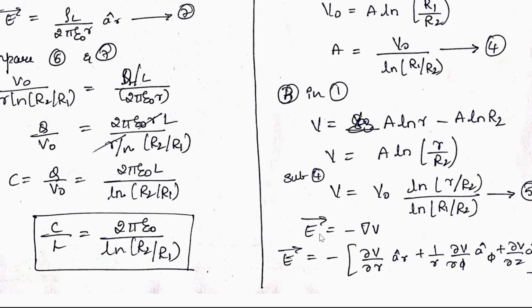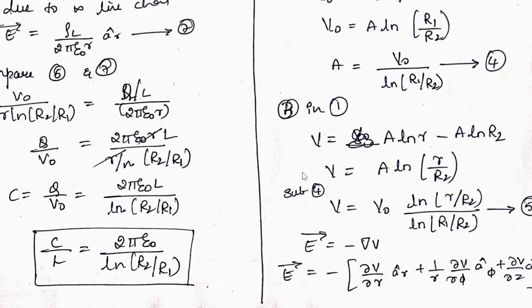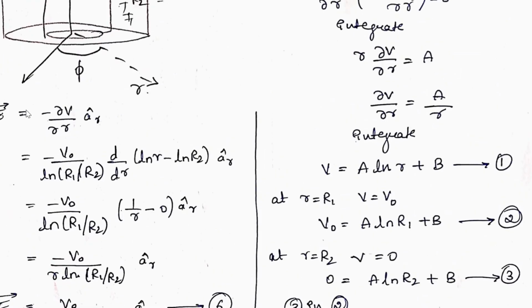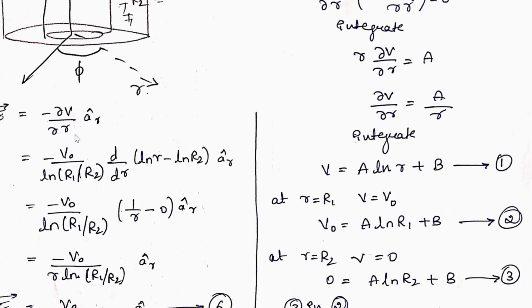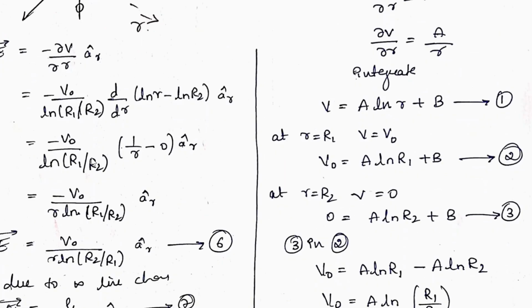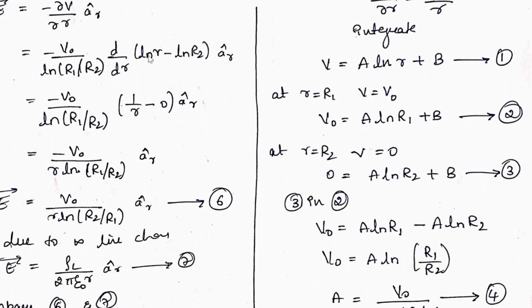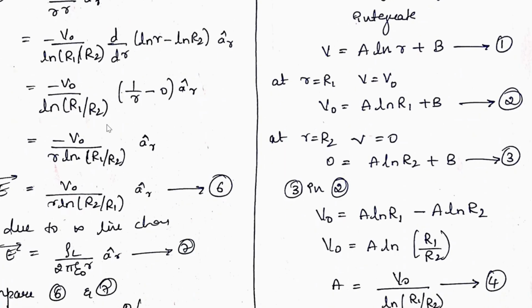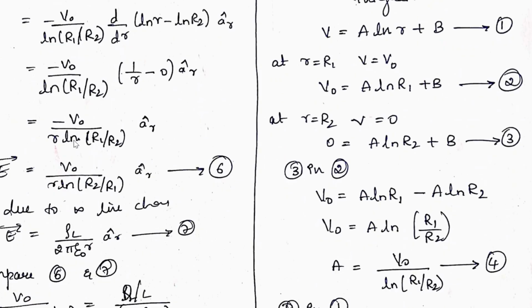We have to find the electric field, which is minus del V. This is the equation in the cylindrical coordinate system. So E vector will be minus dou V by dou R into AR cap. On substituting the value, we get ln R minus ln R2. On differentiating, it changes to 1 by R minus 0 into AR cap. Now it becomes minus V0 by R ln of R1 by R2 into AR cap.